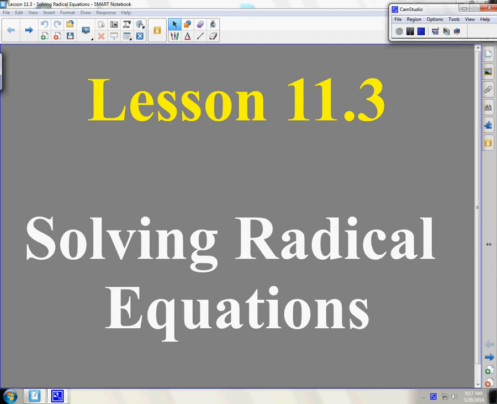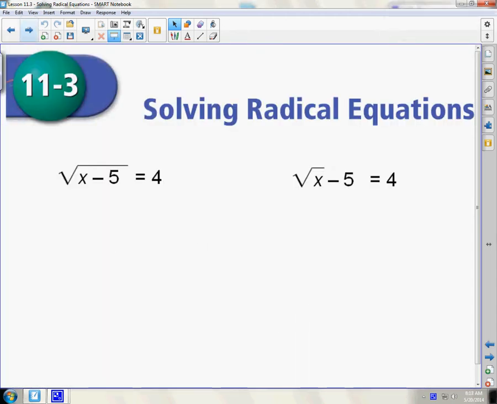Hey guys, this is lesson 11.3, solving radical equations. So, solving radical equations, you have two different situations. Copy down both of these equations. These are my different possible scenarios.